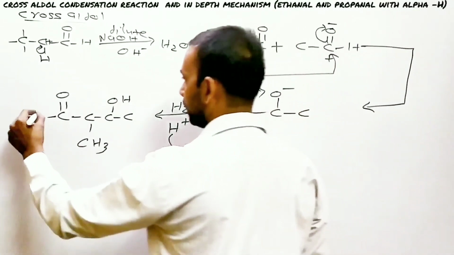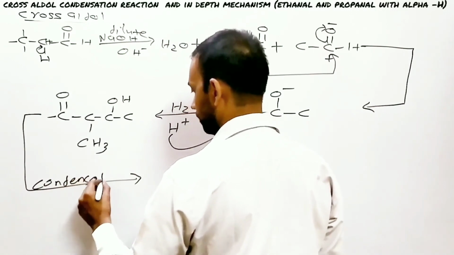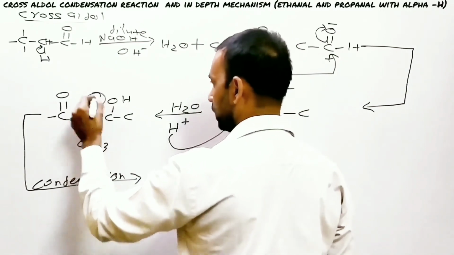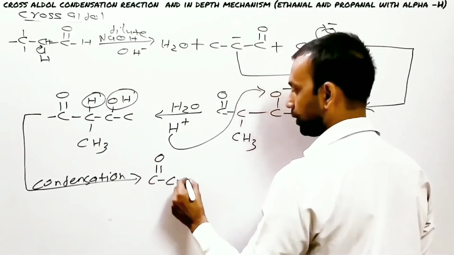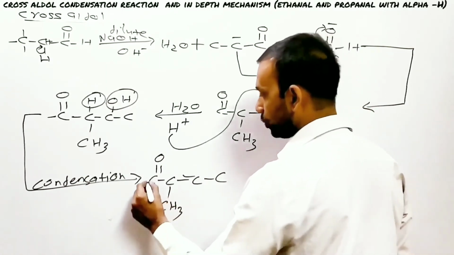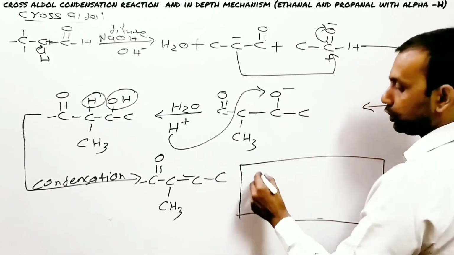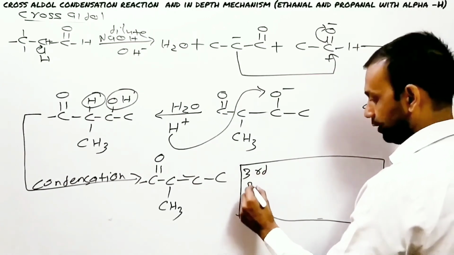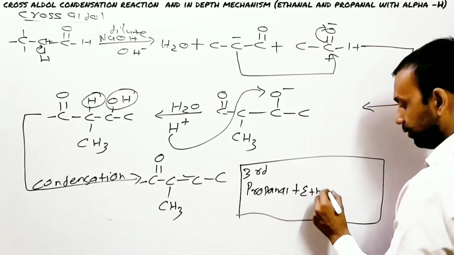And in the last step, what will happen? This will undergo condensation. During the condensation, hydrogen from here and hydroxide from here will come out. So this will form 1, 2, there will be a double bond carbon, single bond carbon, but there is a methyl here. So this is your third product coming up. This is the third one, from propanol plus ethanol.